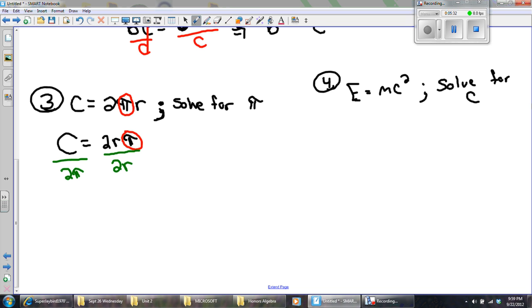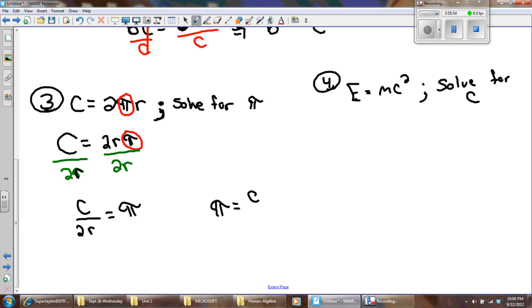And then on the left-hand side, I've got to divide by 2r. So the equation then becomes C divided by 2r. Geez, that looks like a pi there. Let me change that. And that's going to equal pi. And there you go. Pi is the circumference divided by twice the radius. Or, more famously, pi is the circumference divided by the diameter. Twice the radius is the diameter. I do expect you to already know that, being that you're in honors algebra.